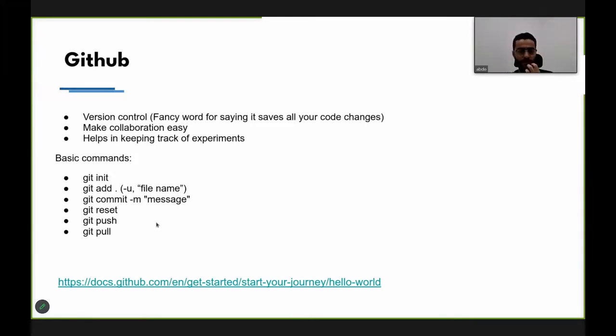Git pull is getting the changes from the repository that you have online. For example, if you're collaborating with someone and he made some changes, you need to do git pull to get the changes back to your local machine. And git fetch is a more general way of git pull. It fetches all the branches on the repository. So git pull pulls a specific branch, and git fetch pulls everything.